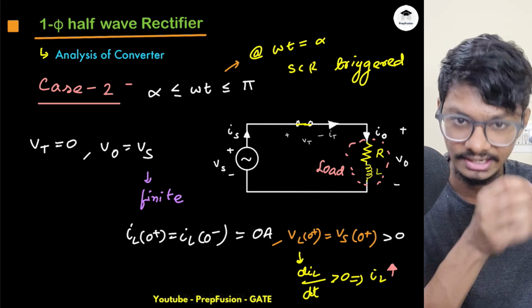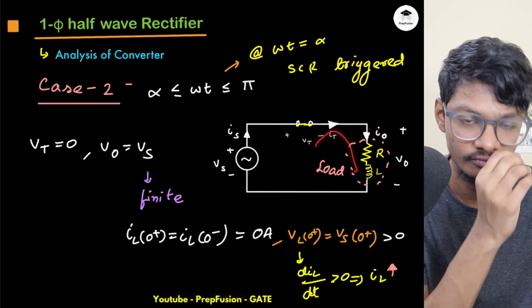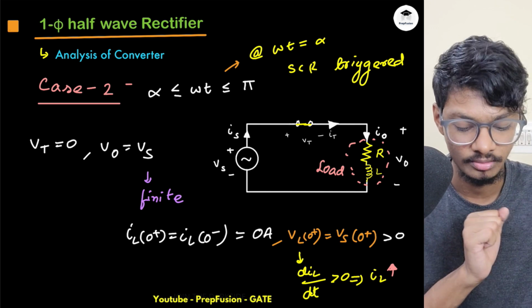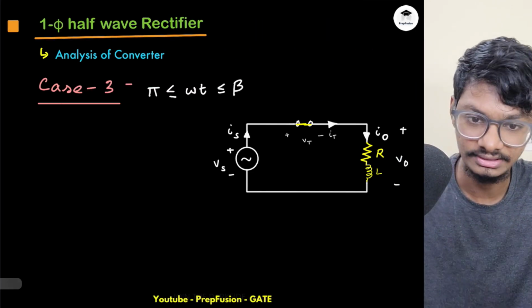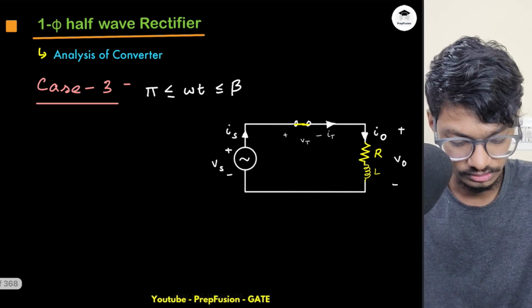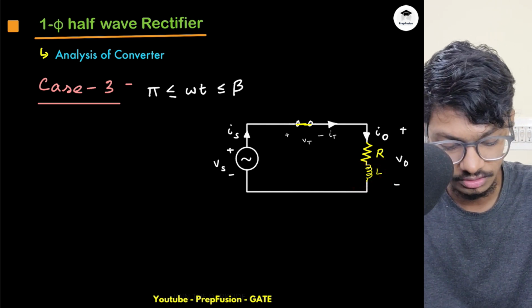Let's say 1 ampere of current was flowing at pi minus, and that same 1 ampere of current will flow at pi plus. Obviously, then what will happen? It will reduce slowly. So why will it reduce? For that, let's understand case 3. In case 3, what is happening? The SCR will try to turn off, but the inductor will not allow the SCR to turn off.